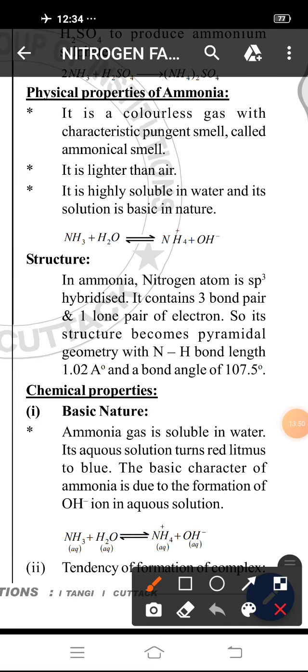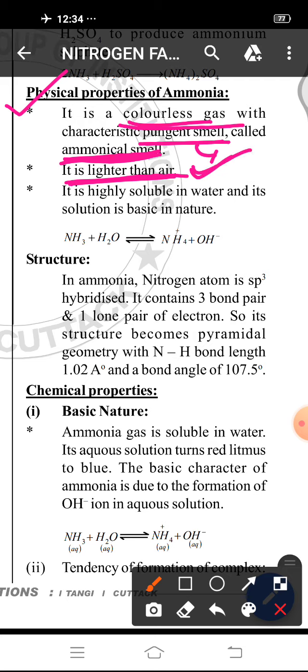Then we come to its physical properties. We already discussed the manufacture of ammonia by Haber's process and its preparation by the laboratory method. Ammonia is a colorless gas with a characteristic pungent smell, that is, an ammoniacal smell. It is lighter than air and highly soluble in water.